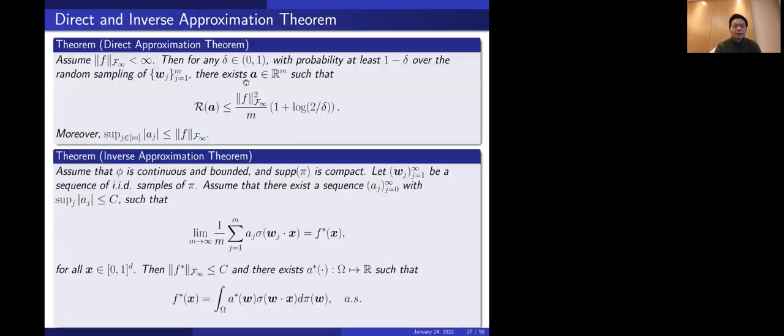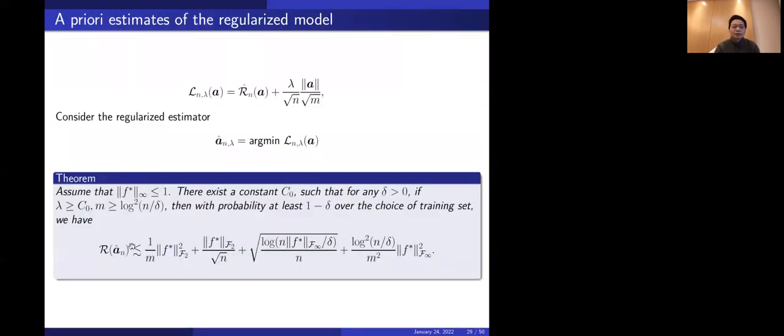So here, this is the optimal approximation. This is not solving the real machine learning model. So here this A is the solution of the real machine learning model. So the test error for that machine learning model is bounded by 1 over m plus 1 over square root of n, up to some not very important terms. So these are the kinds of results we hope to see.